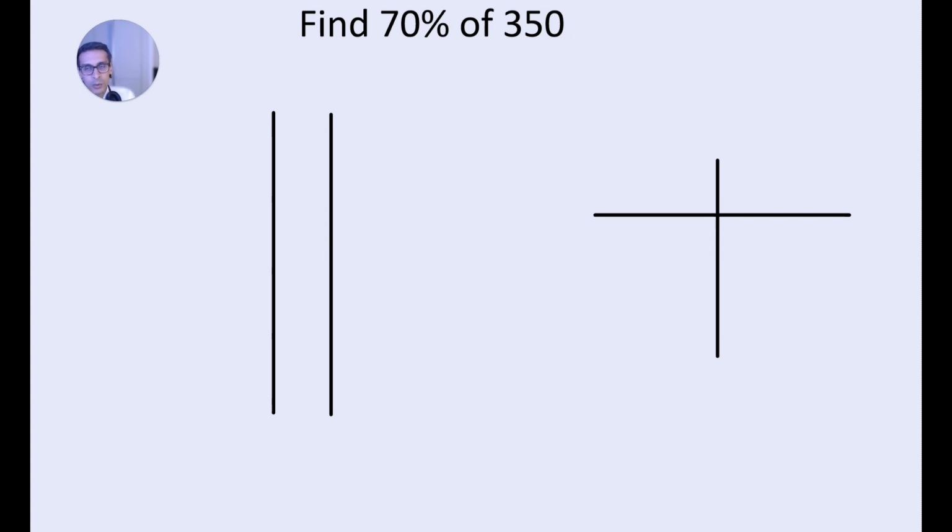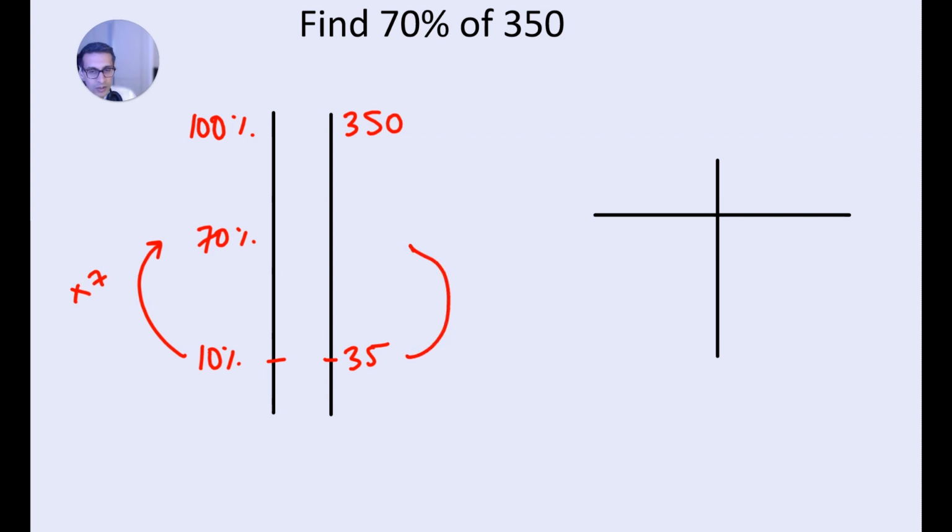So there are many ways to do this. Let's use this method. So 100% is 350. And then we know that 10% is 35. And then we can go straight to 70% from there. And we're going to do that by multiplying by 7. And we're going to do the same thing here, multiplying by 7.